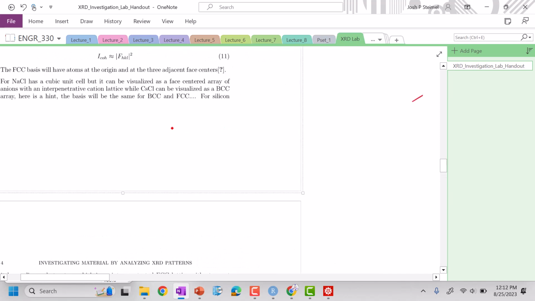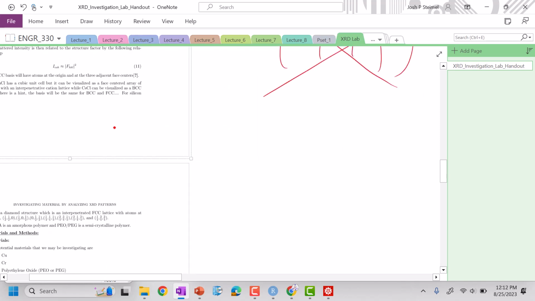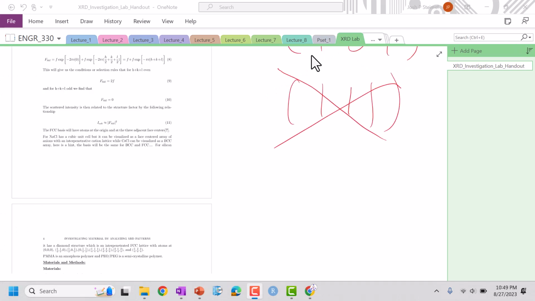And let's go ahead and do, how would NaCl look, for example? So let's go ahead and calculate the structure factors for NaCl. We saw previously in our slides that it's a cubic unit cell, but it can be visualized as basically an FCC interpenetrated array. And let's go ahead and look at that here.